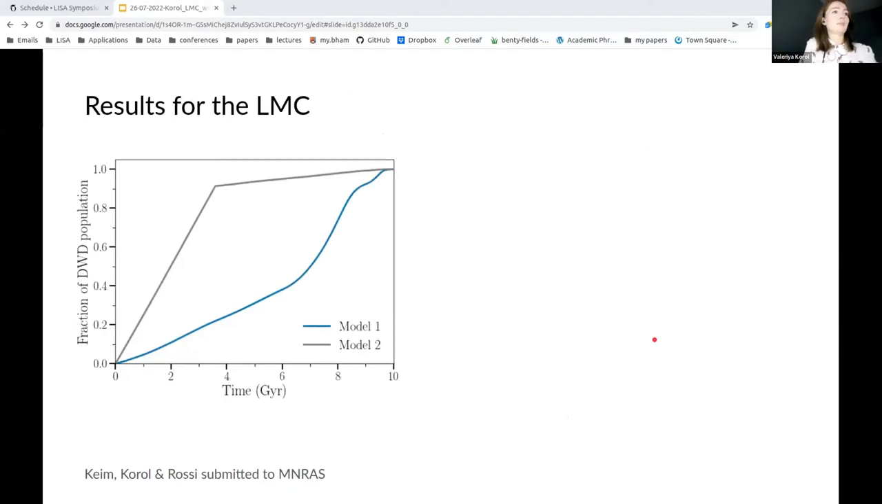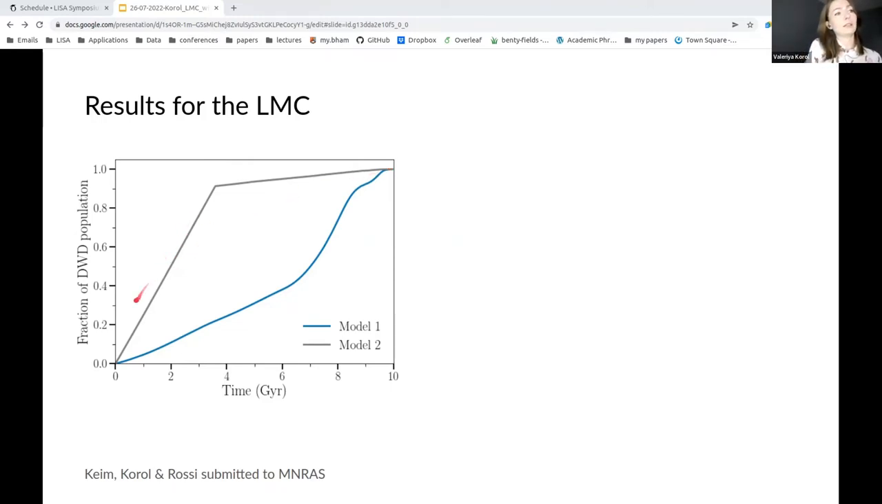So first, let me show you the double white dwarf formation rate as a function of time for the first two models. So the observation-based one is in blue, and you see that the formation of double white dwarfs is pretty shallow until 6-7 gigayears. And then we have a big jump and another jump of star formation that is believed to be triggered by the interaction with the SMC.